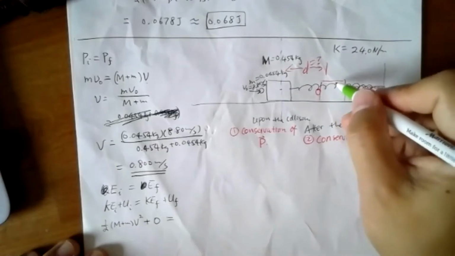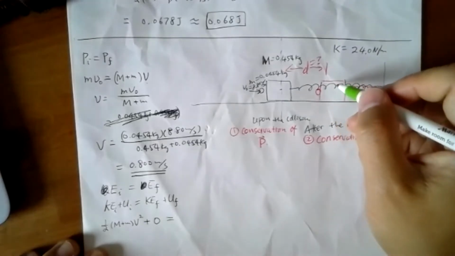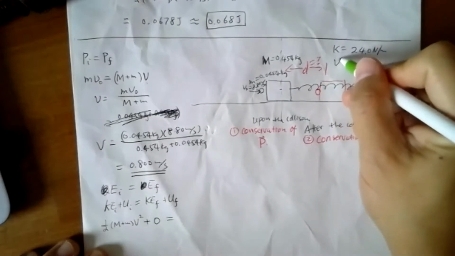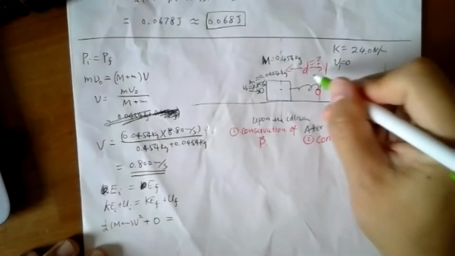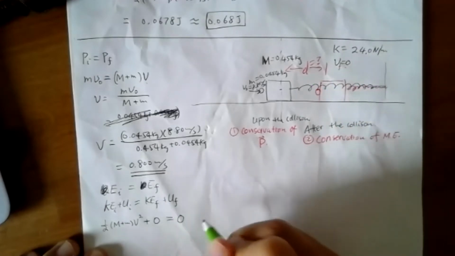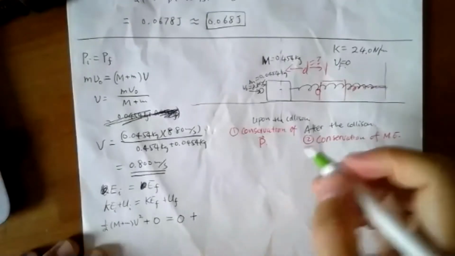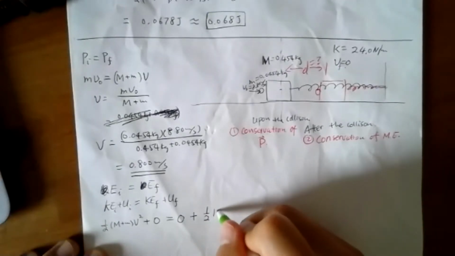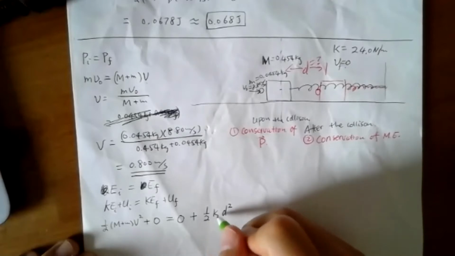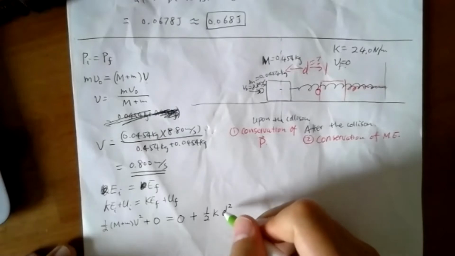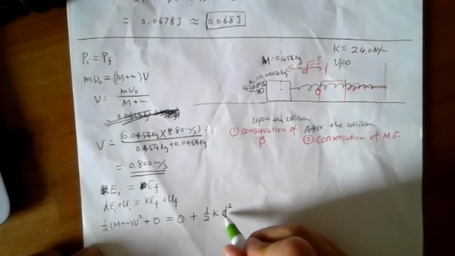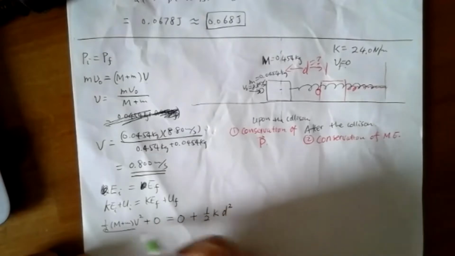Now KE final: when the block and bullet are pushing the spring to maximum compression, the final velocity should be 0, right? When the compression is maximum, velocity should be 0. So kinetic energy should be 0, plus the potential energy at this time, which is 1/2 K D squared. The potential energy of a spring is 1/2 K X squared, where X is D, the maximum compression. So you're looking for the D here. Basically, this equals that.